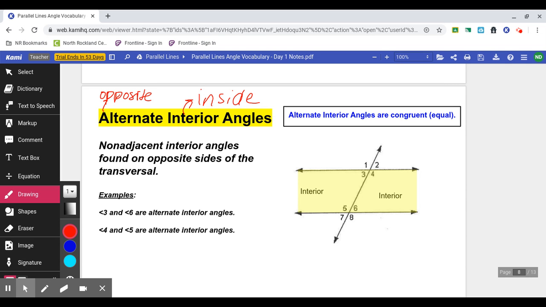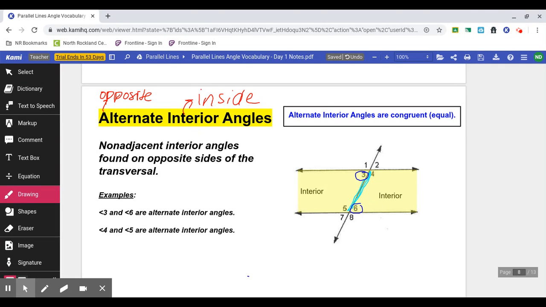But we want to determine what are the alternate interior angles. Well, that word alternate means opposite. And that opposite is coming from opposite sides of this transversal. Okay, so the angles have to be on opposite sides. So we can see that angle 3 and angle 6 are on opposite sides of that transversal. One is on the left side, one is on the right side. That makes angle 3 and angle 6 alternate interior angles.